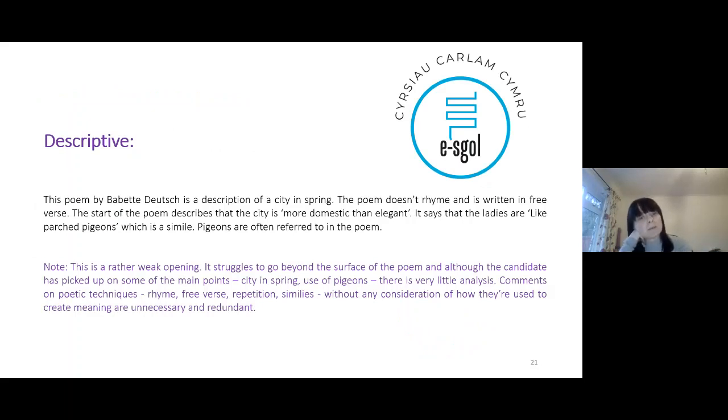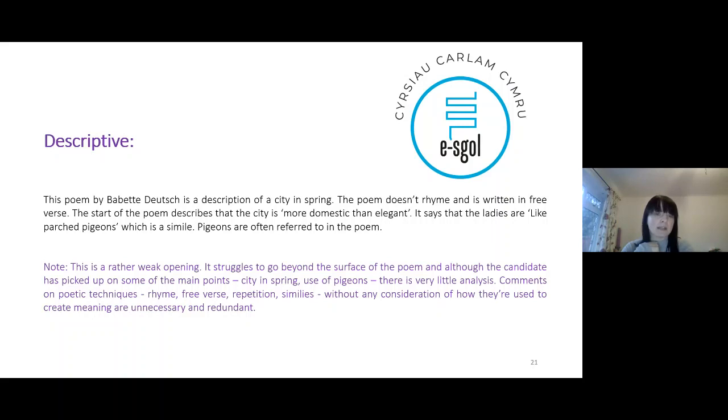So this poem by Babette Deutsch is a description of a city in spring. The poem doesn't rhyme and is written in free verse. The start of the poem describes that the city is more domestic than elegant. It says that the ladies are like parched pigeons, which is a simile. Pigeons are often referred to in the poem, okay, and then there's some commentary there, okay.